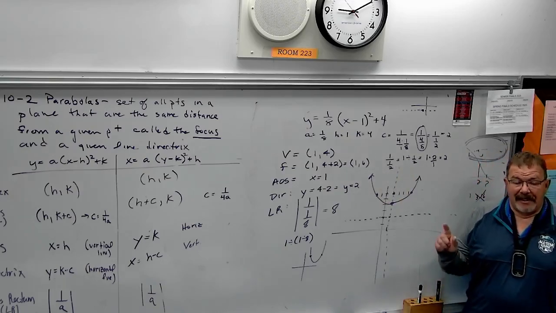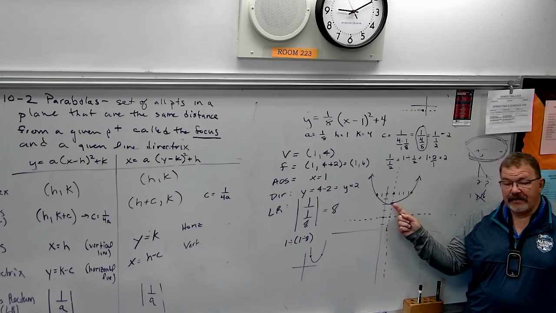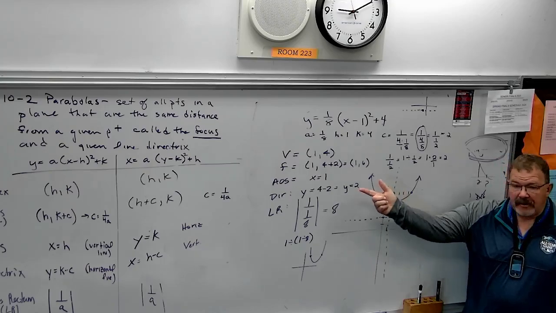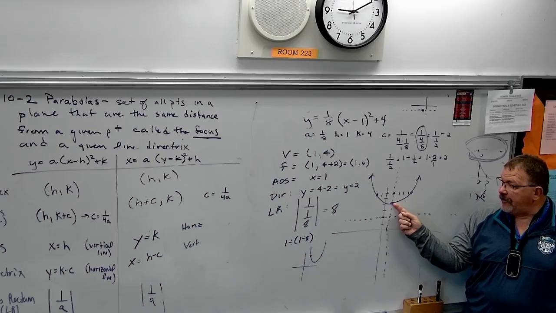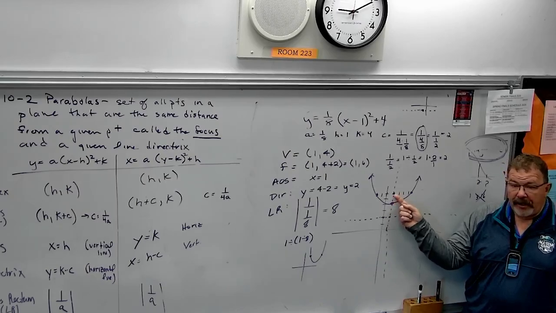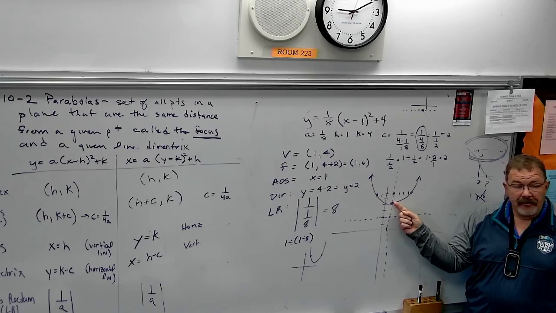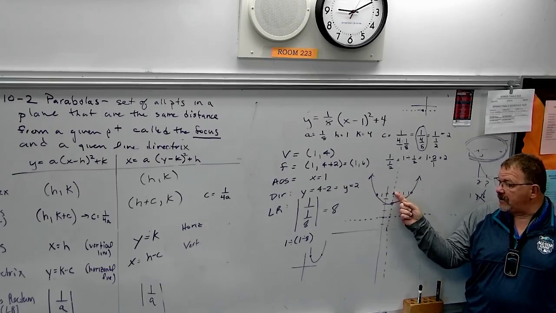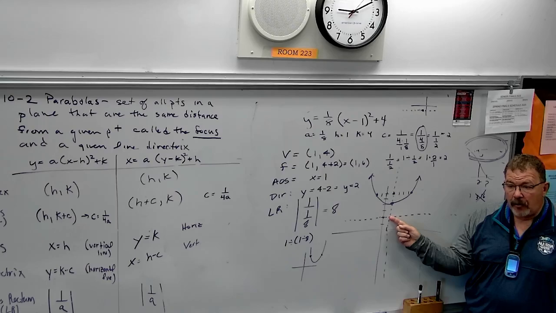Okay, so let's recap it. I always plot my vertex first. Just plot the points. Then I do the focus, and I plot the points. I then do the directrix. If the focus is 2 above, the directrix is 2 below.